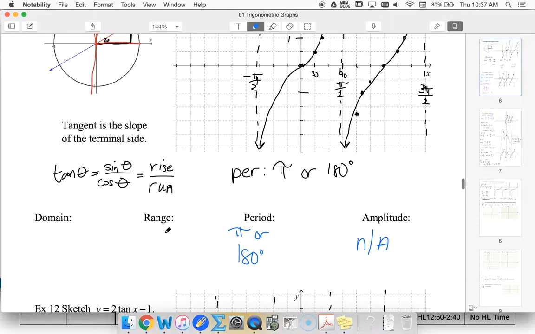And so that goes along with my range. I cover all real values because there's no max or min. I go to negative and positive infinity for the y values. Now my domain, I'm not covering all the x values because I have asymptotes.